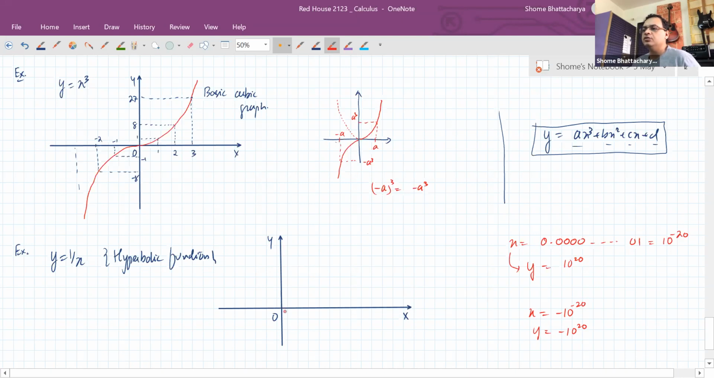The closer the value of x is to 0 on the positive side, the closer y is to plus infinity. And it decreases like this. And as x goes to infinity, y's value tends to 0. And this side looks like a mirror image of that. Again, an inverted mirror image.